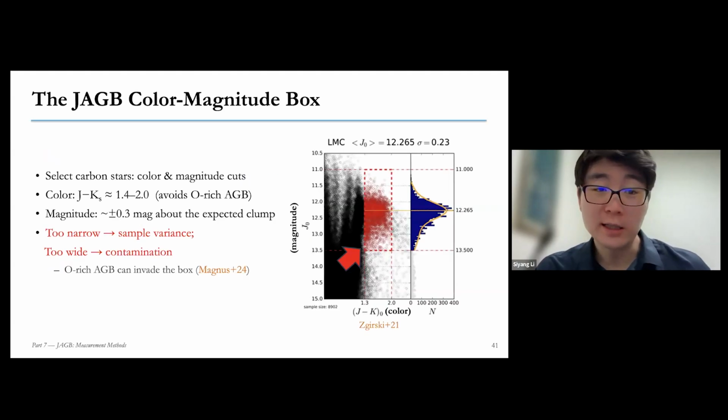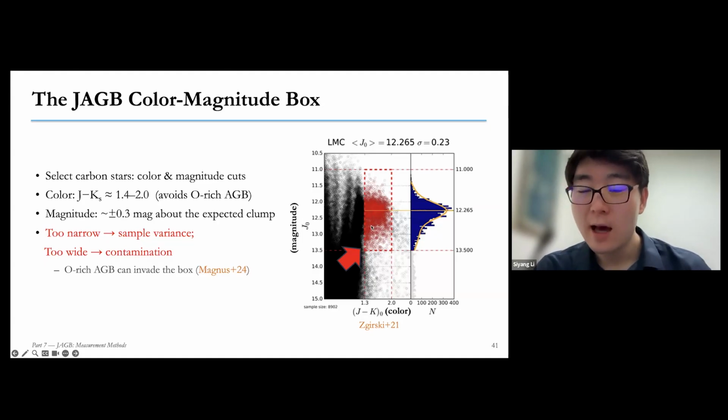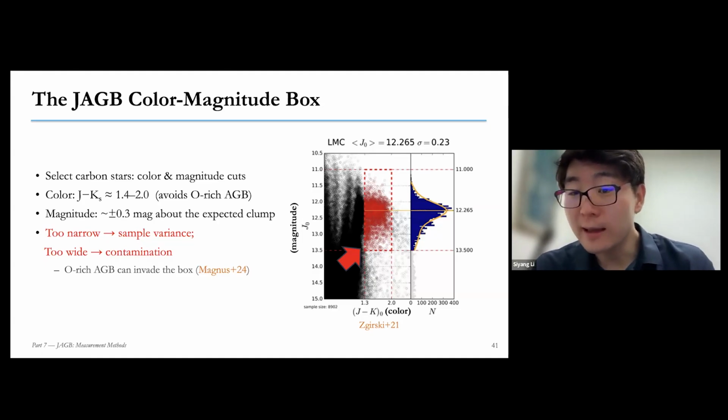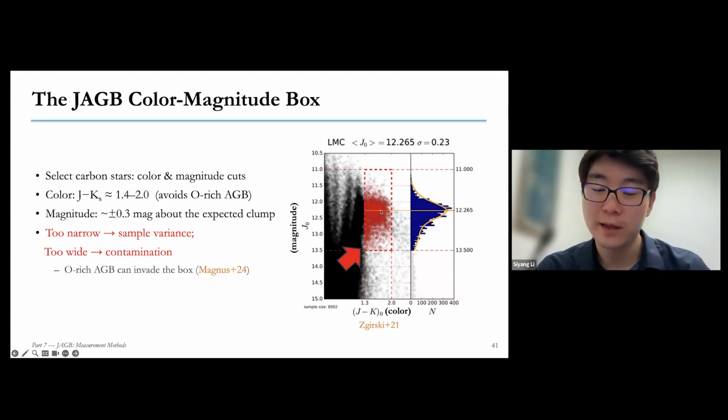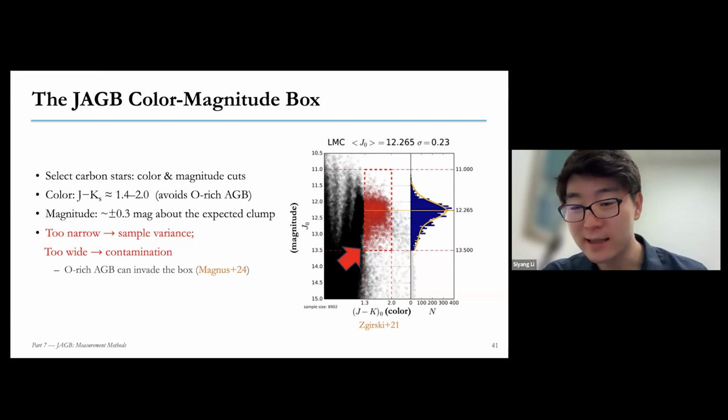So very briefly, I wanted to describe how the JAGB is measured. What's first typically done is you take your color magnitude diagram, shown here on the right, and you construct a box around this J region clump as shown here. That's essentially just a set of color cuts and magnitude cuts, these horizontal and vertical cuts.